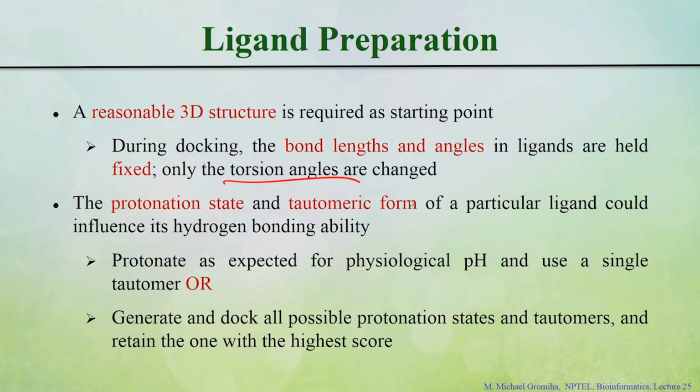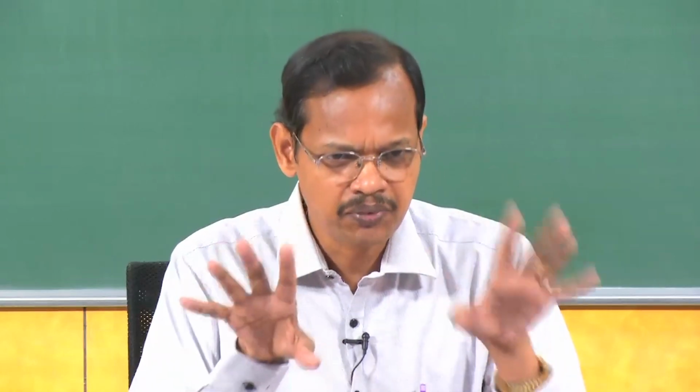This will change or influence the hydrogen bonding ability, whether they have strong bonds or loose bonds. So, here also we consider the protonation state, either use a physiological pH and a single protonation state, or use all possible protonation states and then look at the one with the best score, and take that for further processing. So, now we have analyzed and prepared the protein, and we have also chosen the ligand conformation, right. Then we start docking.